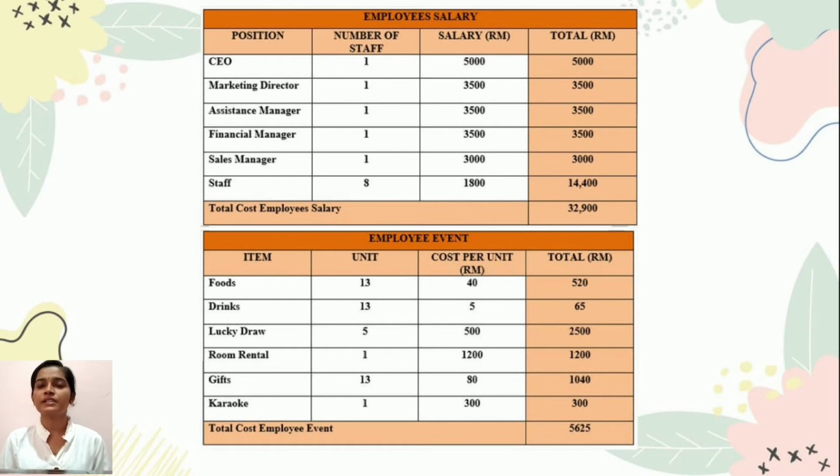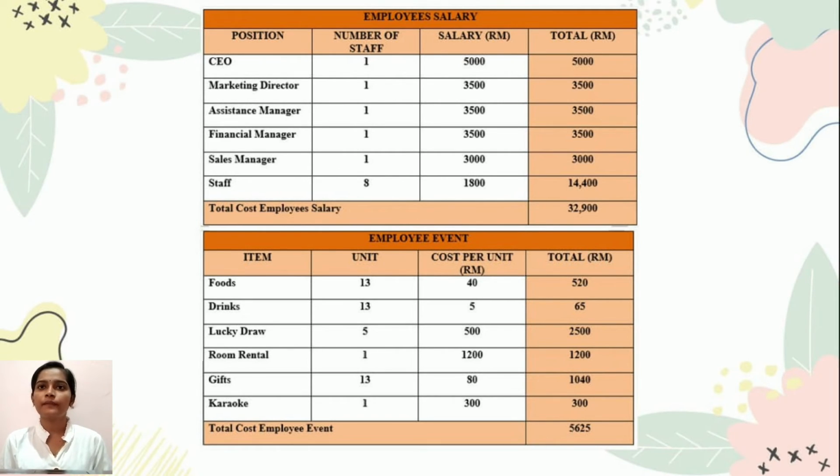And for the sales manager, salary is 3,000, and then for staff is 1,800 ringgit times 8 staff. The total salary is 14,400 ringgit. And the total cost for employee salary is 32,900 ringgit. And then next, for employee events.